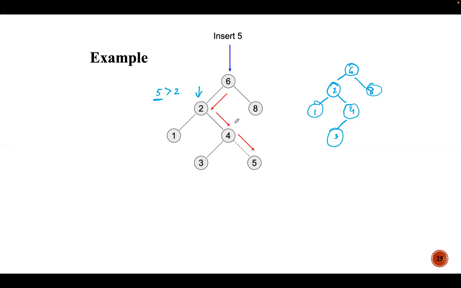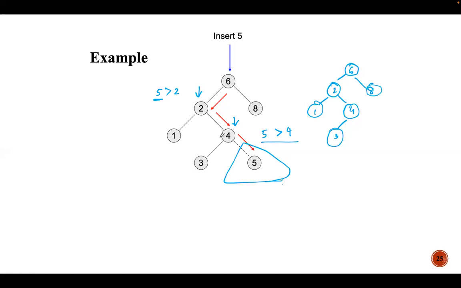Now we are at 4. 5 is again greater than 4. I'm sorry, let me say that again. 5 is greater than 4, so 5 should be part of the right subtree of 4.